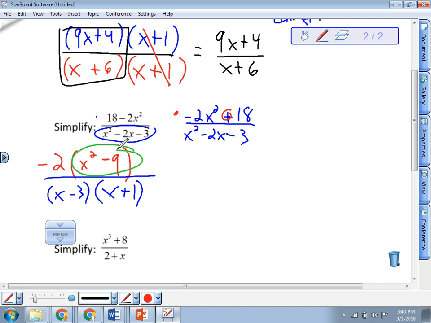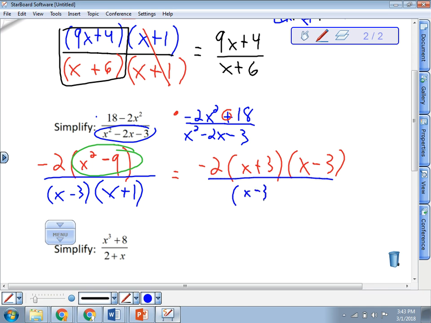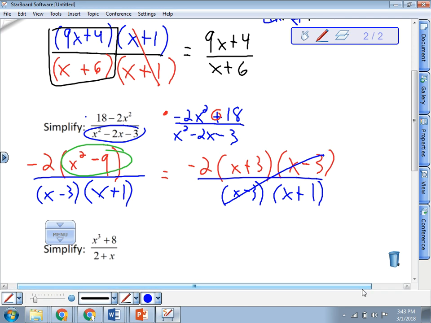So when I do that, this is going to equal negative 2 times, well, remember, difference of perfect squares, x plus 3, x minus 3, all over x minus 3, x plus 1. So then you can see that the minus 3's will cancel out. Our final answer then is, we'll do it right here, negative 2 times x plus 3 over x plus 1. So there's your final answer.